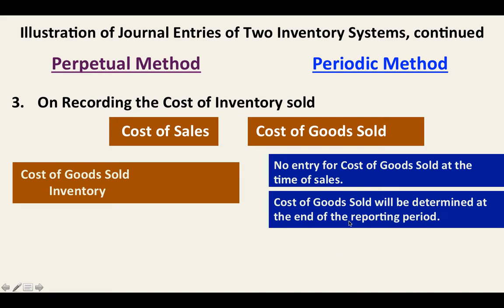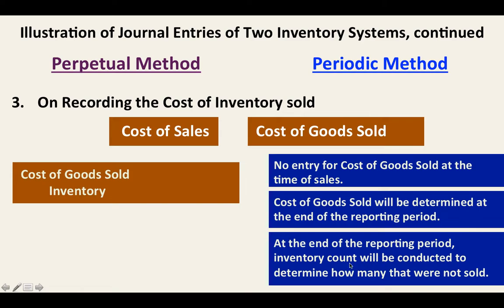When we say end of reporting period, we mean, if our accounting period or reporting period is calendar year, the end is December 31st of that particular year. The most important thing under periodic method is conducting a physical inventory. At the end of the reporting period, an inventory count will be conducted to determine how many were not sold. Ilan ang natira, ilan ang nandoon, okay, na pwede pa nating ibenta. Okay? So we have to know that.